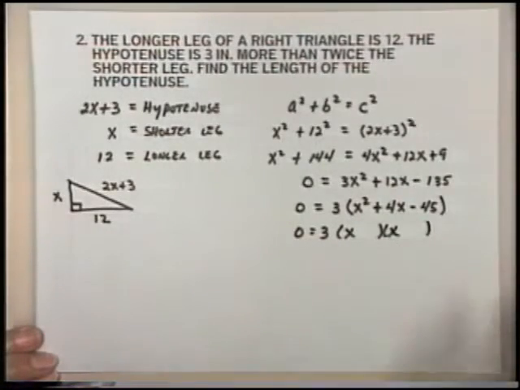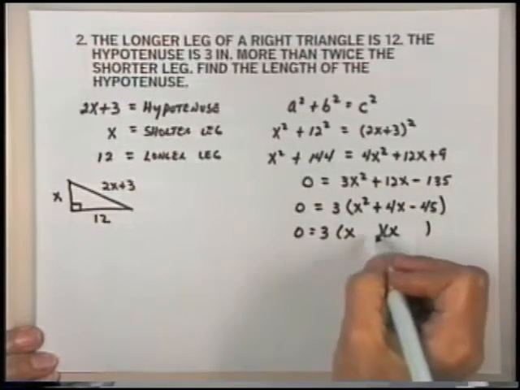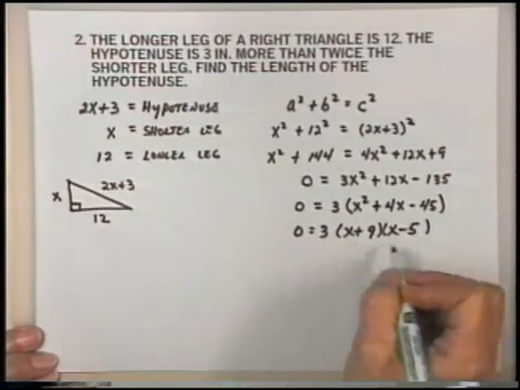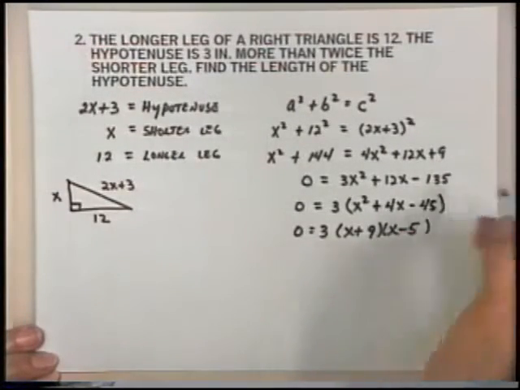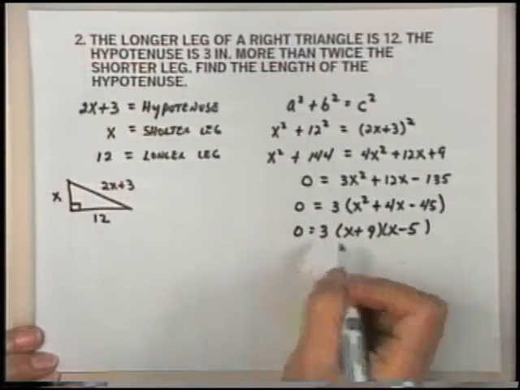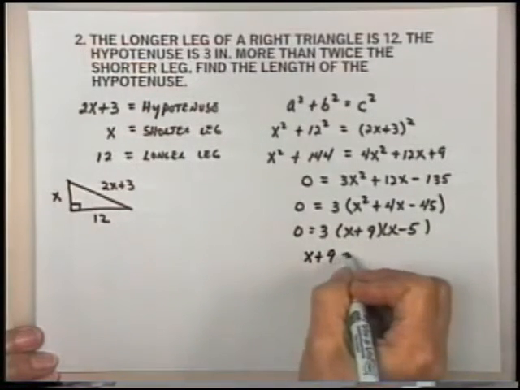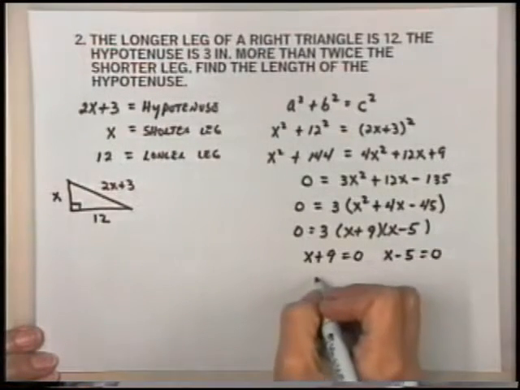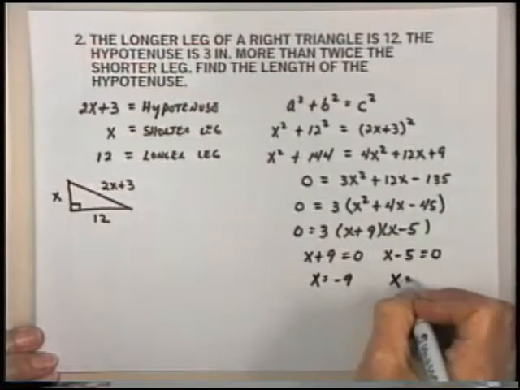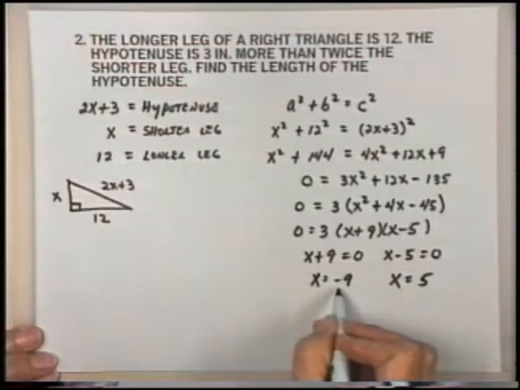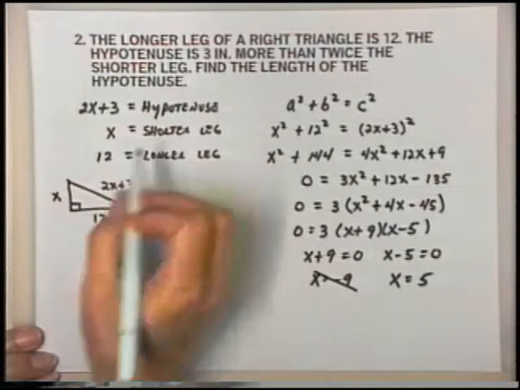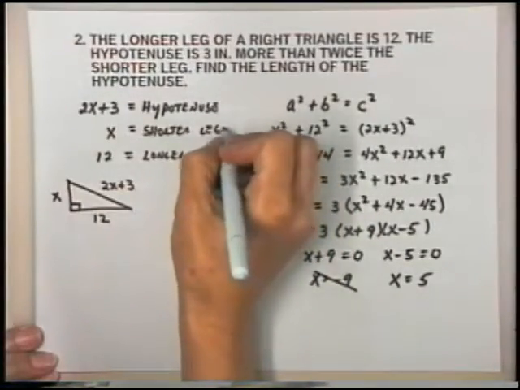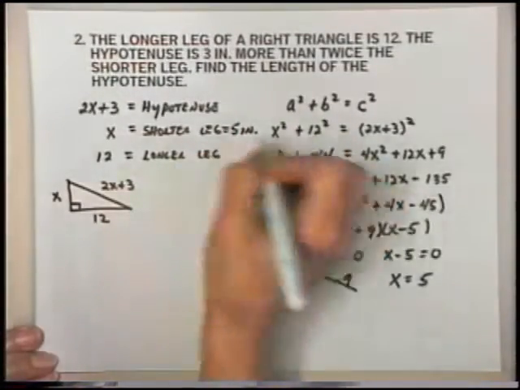And then continuing to factor, we will have to use x times x. We will need opposite signs. I believe we can use 9 times 5 here with a plus on the 9 and a negative on the 5. Minus 5x plus 9x is 4x, and we have our negative 45. Of course, 3 cannot be 0, so we will say x plus 9 equals 0, or x minus 5 equals 0. Solving for x, negative 9 or positive 5. Of course, negative 9 is not logical for the length of a shorter leg in a triangle, so we will rule that answer out. X equals 5.